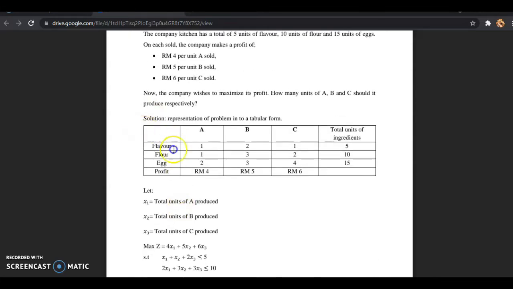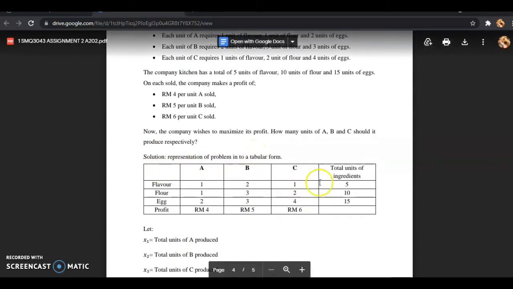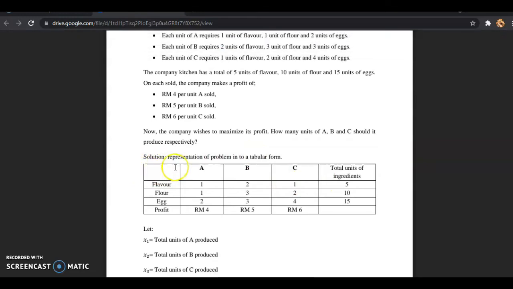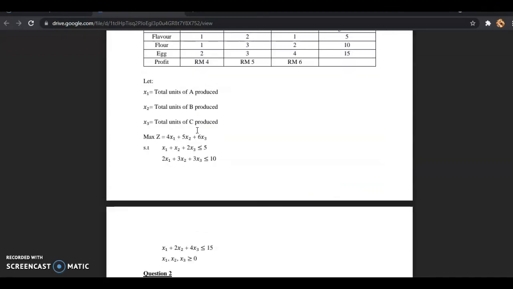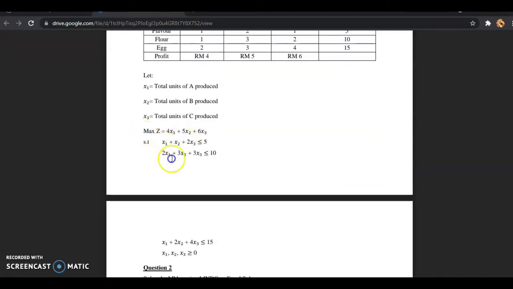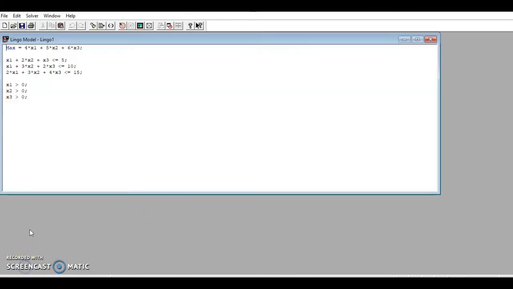To make it easier for us to formulate the LP model, let us take out all the information and put it in a table. And then after that, we can get the LP model for this question. After we get the LP model, we simply plug it into the Lingo solver. So this is the LP model that I have keyed into the Lingo solver.